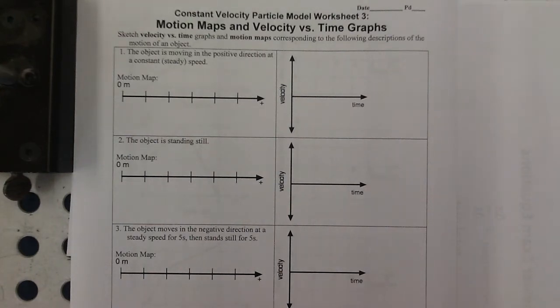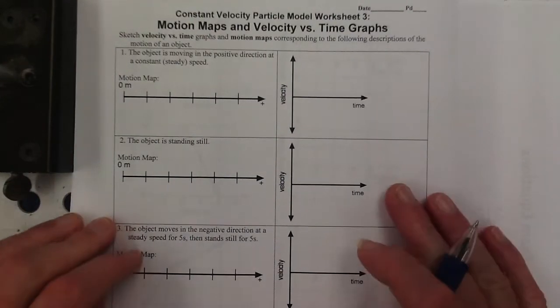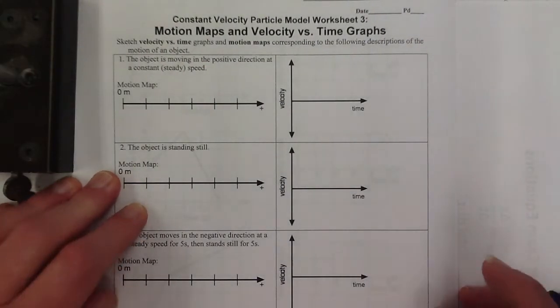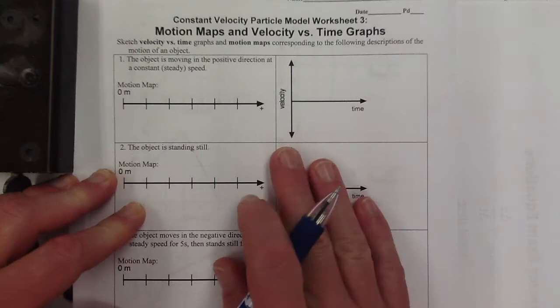Okay, I'm going to do this assignment number 3 here. Constant velocity particle model, worksheet 3, motion maps and velocity versus time graphs.